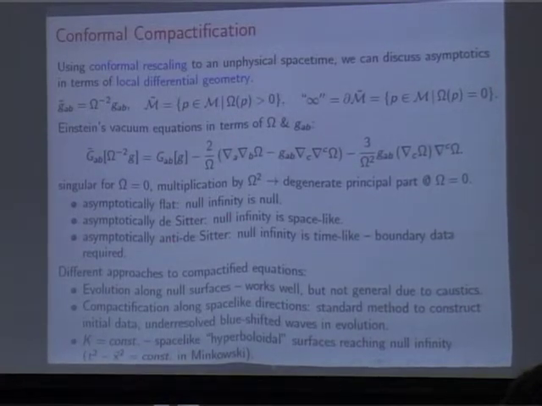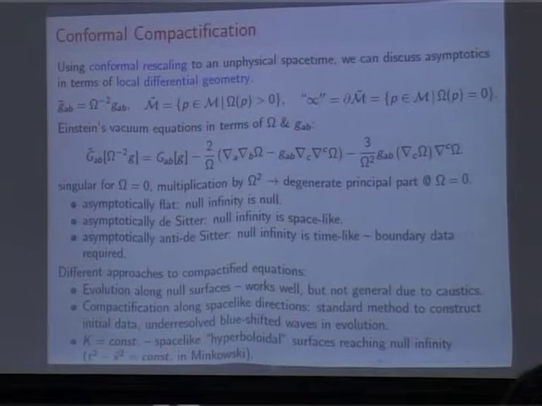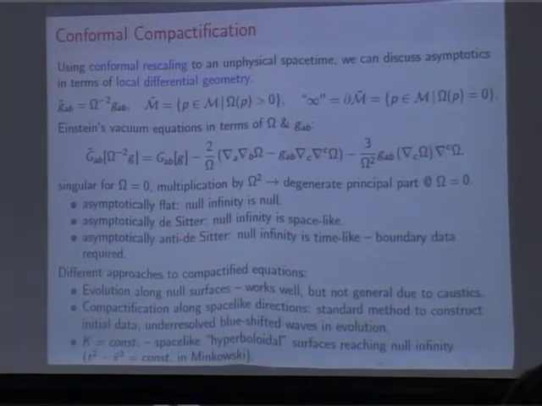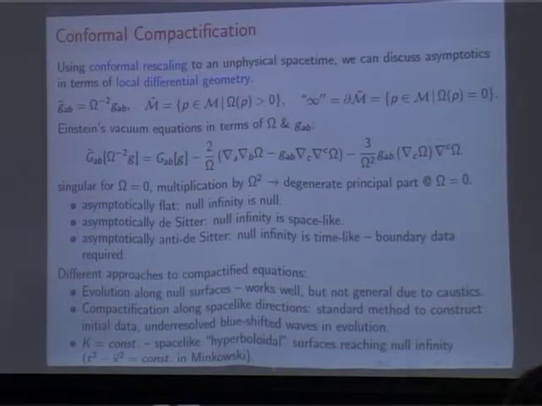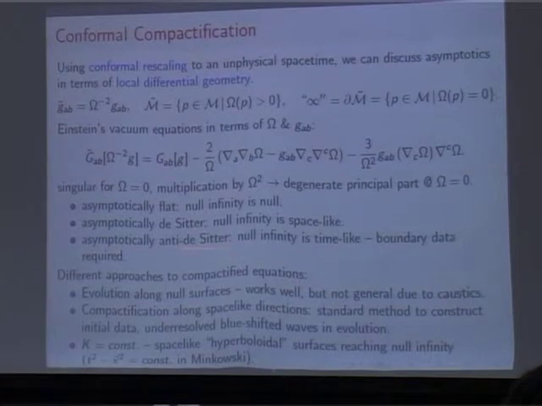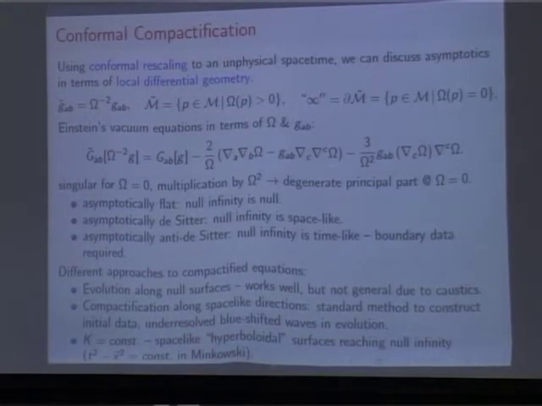It turns out that if we add here the cosmological constant, we have one more term, and the effect of that is that in the asymptotically de Sitter case, if you have a positive cosmological constant, the null infinity is space-like, so the infinity where photons go is space-like. And in the anti-de Sitter case, which recently is also attracting a lot of interest, then it's actually time-like.